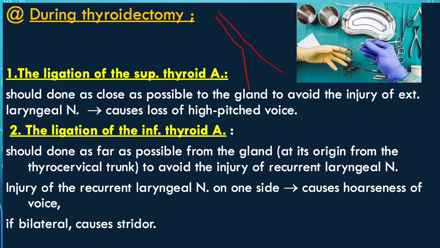So in this case we can simply ligate the artery. If we ligated it far away, we could cause injury to the external laryngeal nerve and the patient would have a high pitched voice. Okay, for the inferior thyroid artery it is the opposite. The two arteries come very far away from each other and then run together like this.